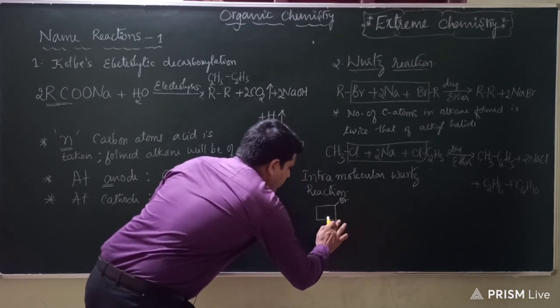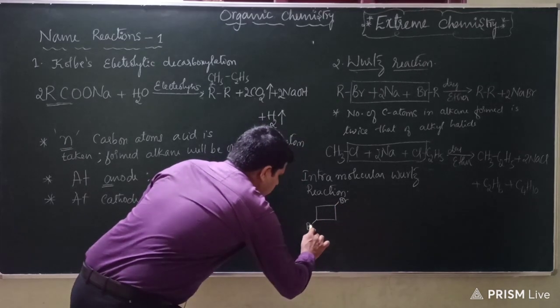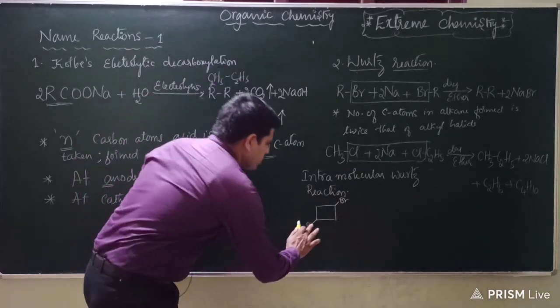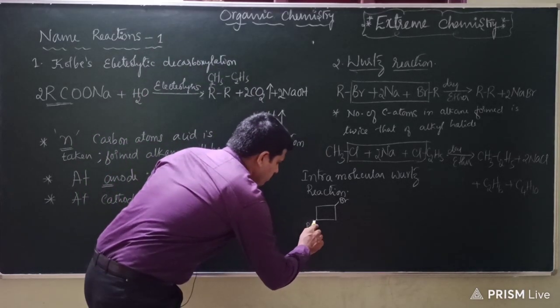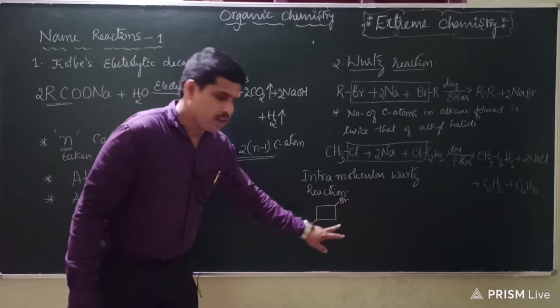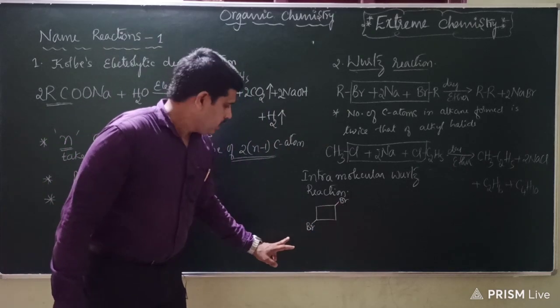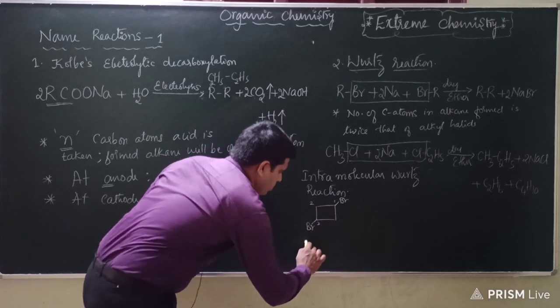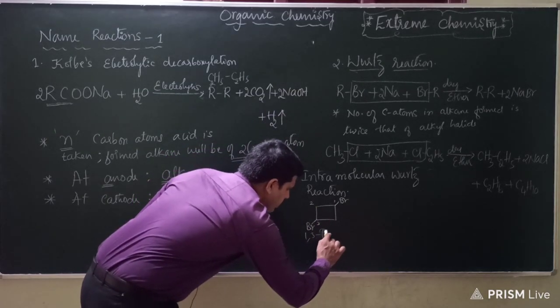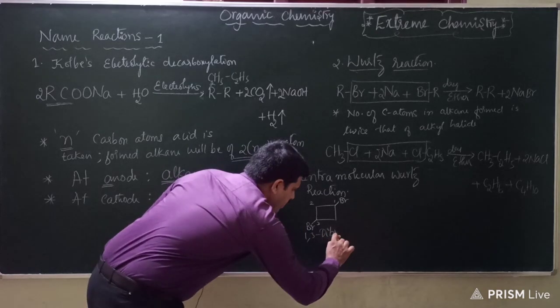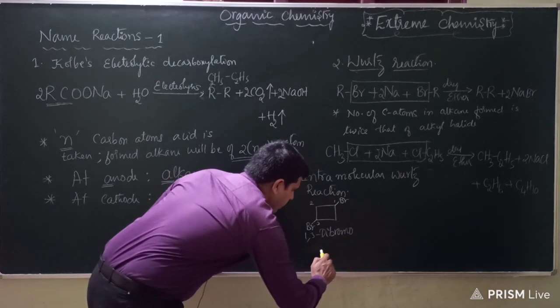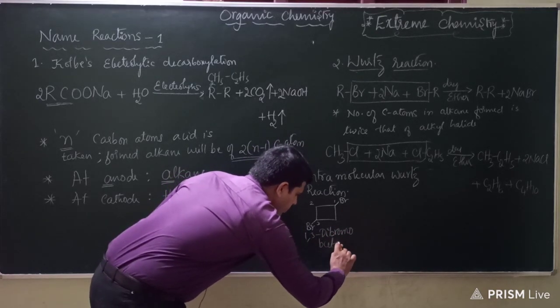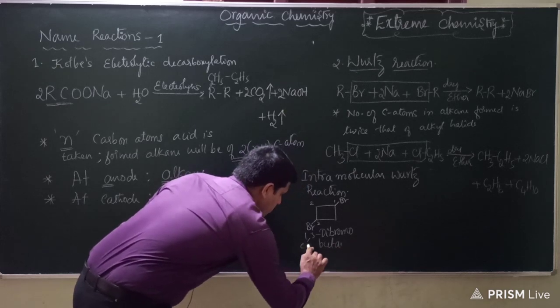I hope you can name this compound. What is this? So I have written a bromine atom at both the positions. So I have cyclobutane and 2 halogens, at the first position, 2, 3. So 1, 3 dibromo, dibromocyclobutane. Am I right?